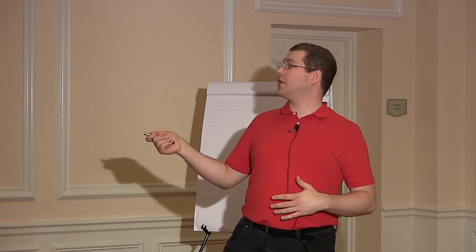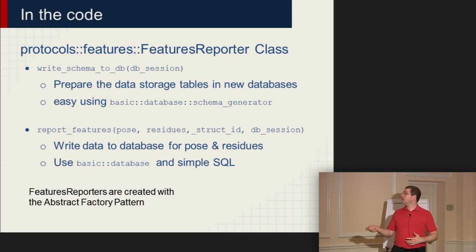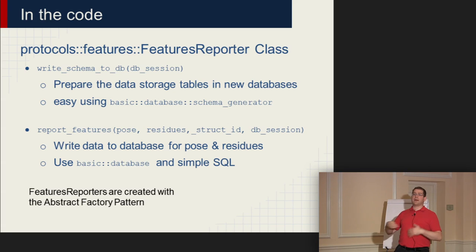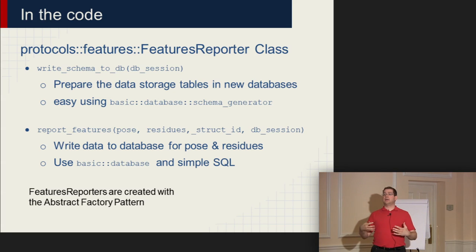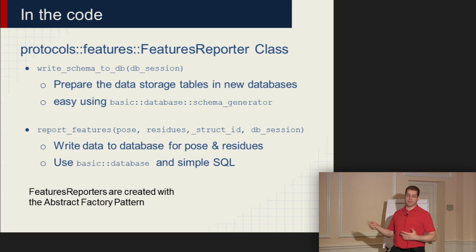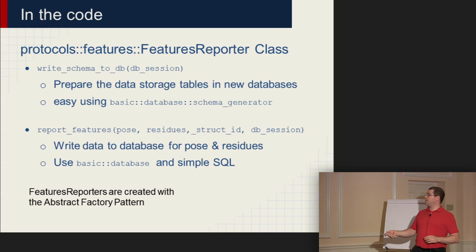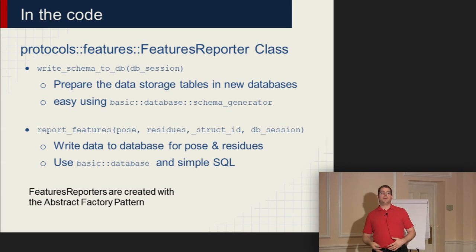You can implement your own features reporter class, and there are two main methods you would have to be concerned with. Write schema to DB would prepare the table. So if you get a completely fresh database, how do you prepare the table? There are utility methods to make writing this easy. Then the main workhorse of the features reporter class is the report features method, which takes and writes the data to your table from the pose that it's given. This is relatively straightforward using some of the utility methods provided in basic database and very simple SQL. Again, I'll mention that features reporters are created with the abstract factory pattern, so you should all know what this means: creators, registrators, et cetera.